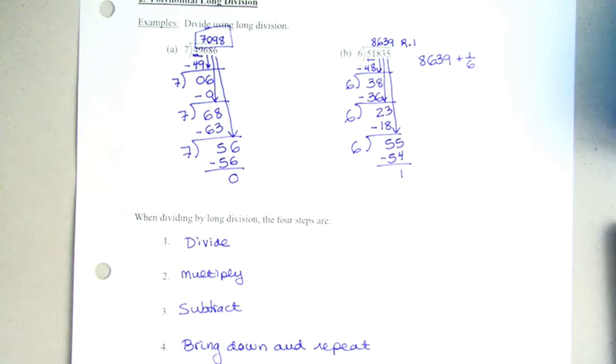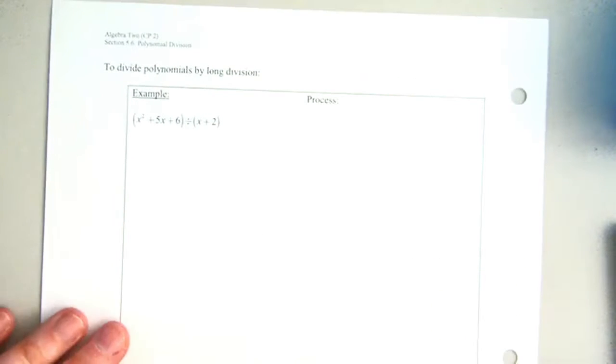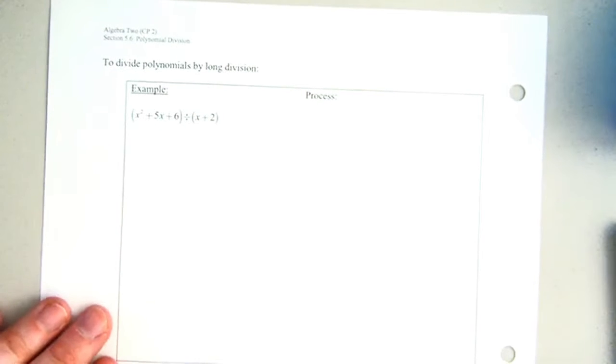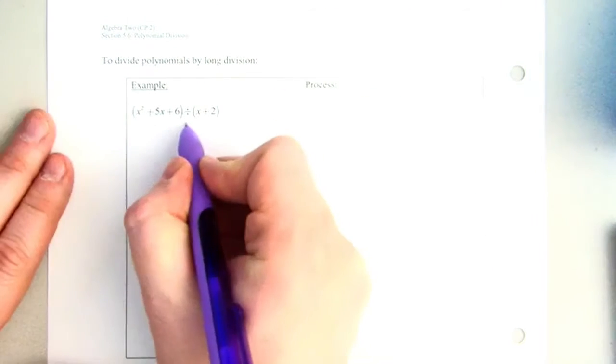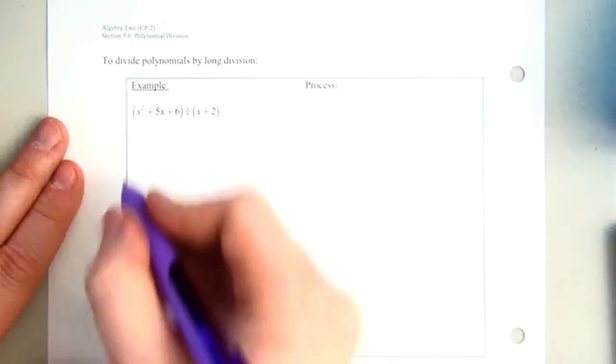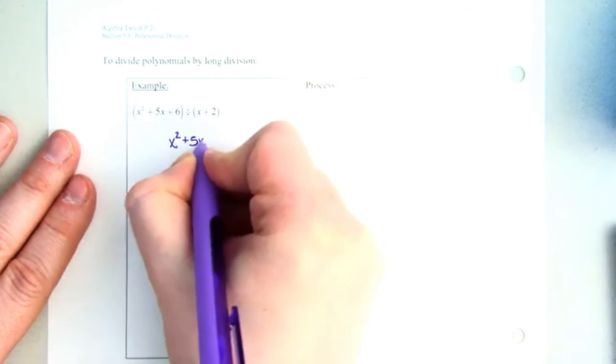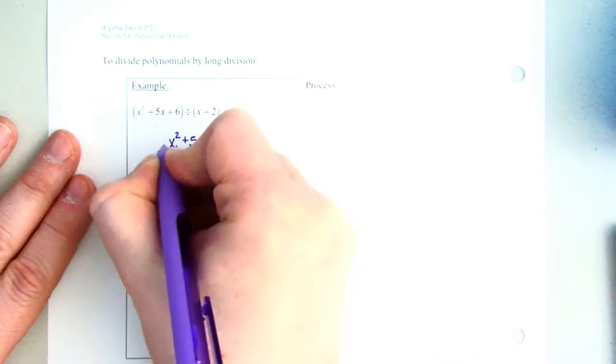On the next page, we are going to look at dividing some polynomials by long division. X squared plus 5x plus 6, I want to divide that by x plus 2. And the first thing I'm going to do is write this like a normal looking long division problem. I'm going to say x squared plus 5x plus 6 divided by x plus 2.